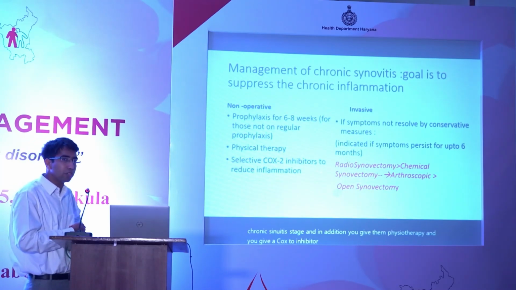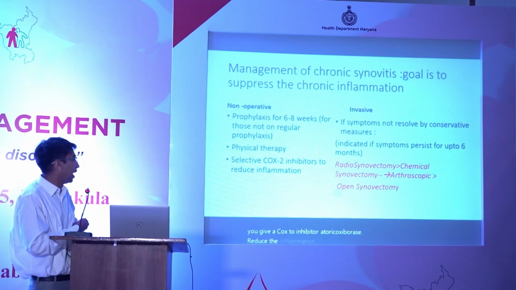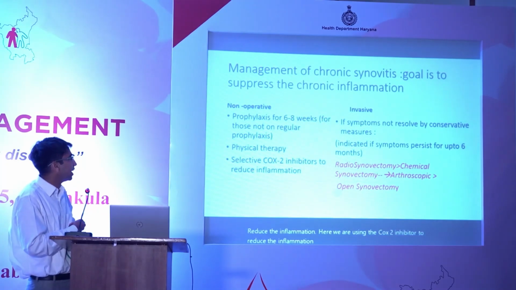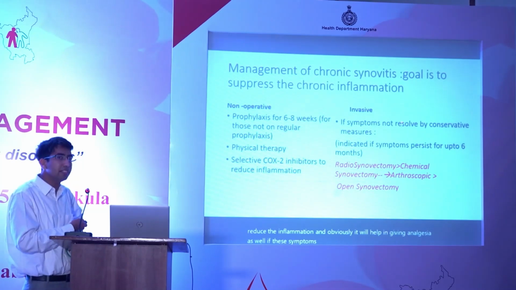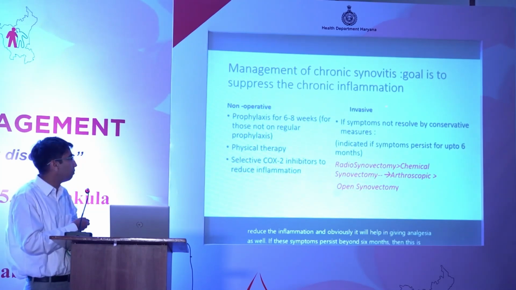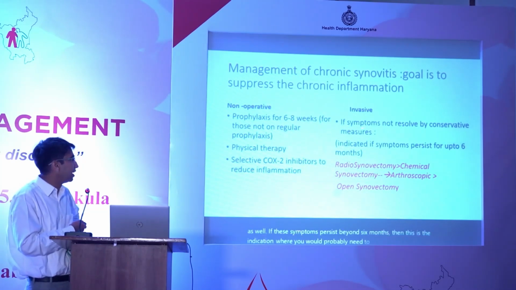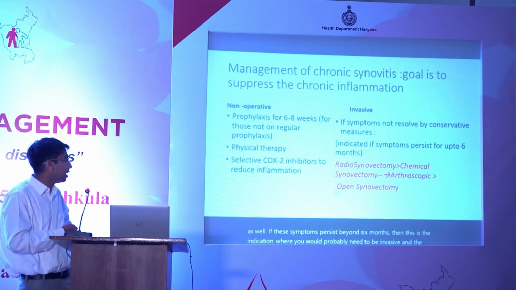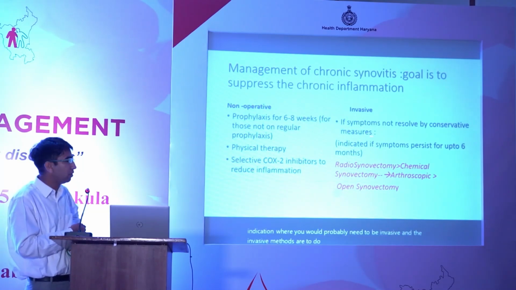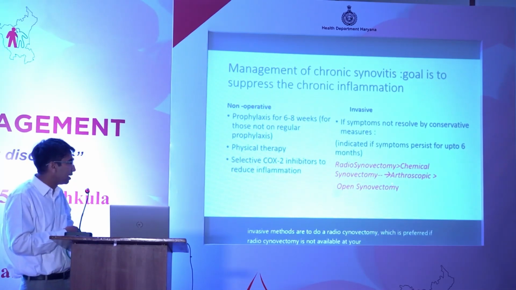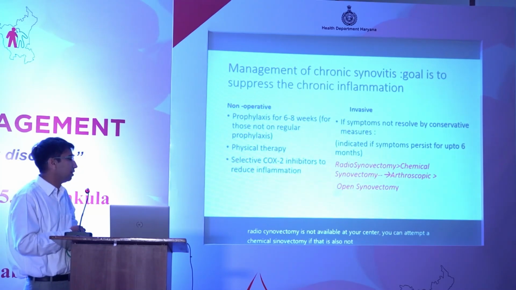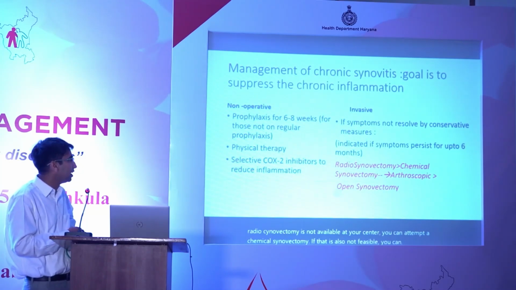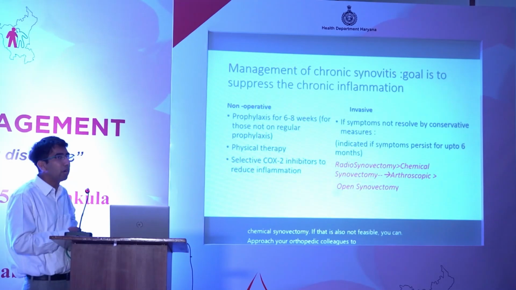Here we are using the COX-2 inhibitor to reduce the inflammation, and obviously it will help in giving analgesia as well. If these symptoms persist beyond 6 months, then this is the indication where you would probably need to be invasive, and the invasive method which is preferred is radiosynovectomy. If radiosynovectomy is not available at your center, you can attempt a chemical synovectomy. If that is also not feasible, you can approach your orthopedic colleagues to ideally do an arthroscopic or an open synovectomy.